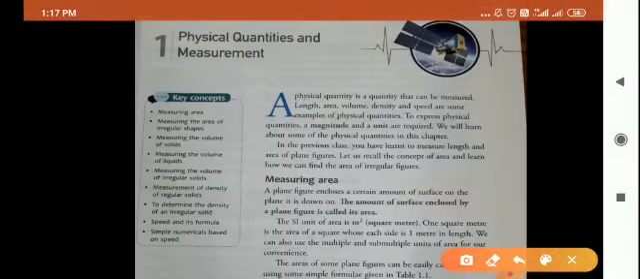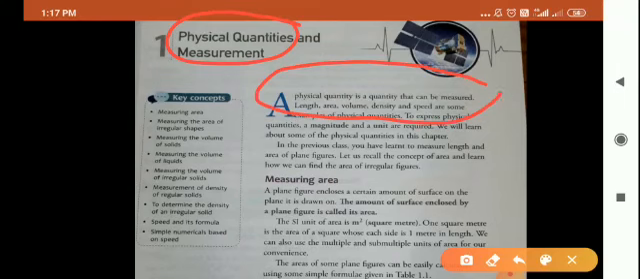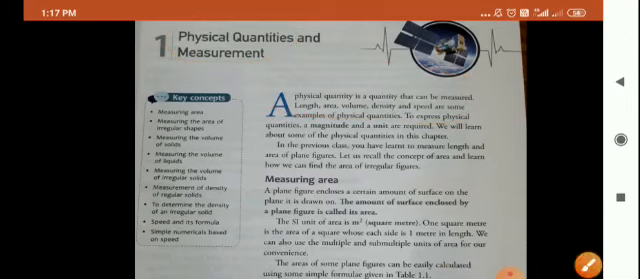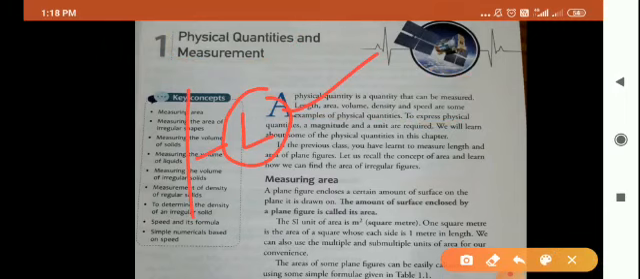Before starting our chapter, let us study what is the meaning of physical quantity. Those quantities which can be measured are known as physical quantities. For example, can you measure the length of the ball? Yes. So length is a physical quantity. Similarly, can you measure the speed of a body or an object? Yes. So again, speed is a physical quantity.